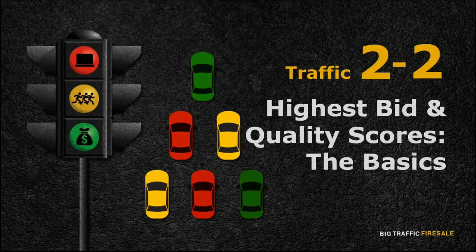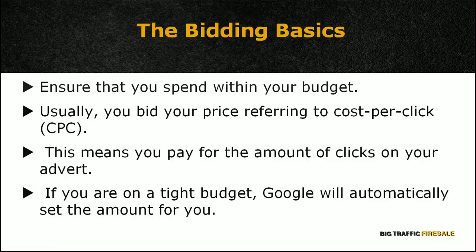Welcome back. In this module, you'll learn two major components that determine the success of your adverts: the highest bid and quality score. Now, let's understand the basics of bidding. Let's say most of us here have started out with our AdWords campaigns. First and foremost, you want to ensure that you spend within your budget, and for starters, it's common to bid your price referring to cost per click, CPC.